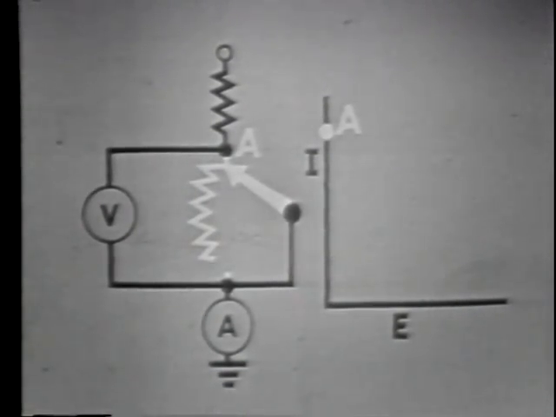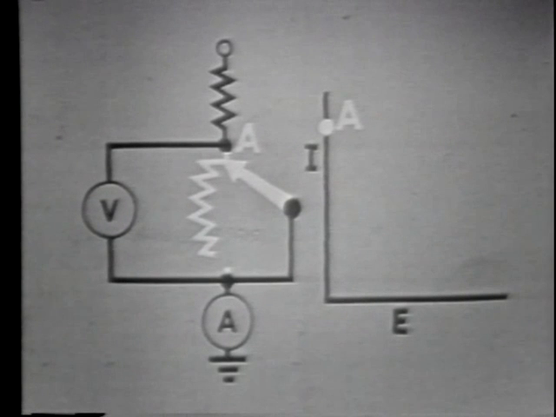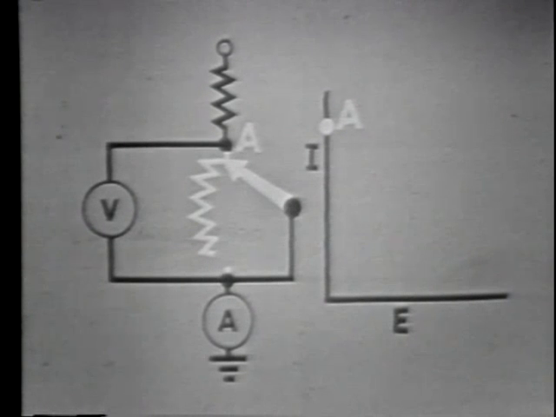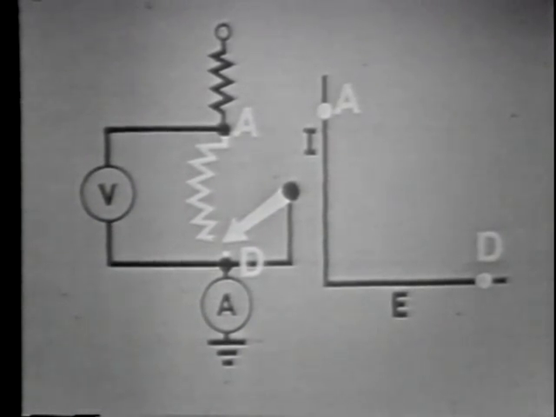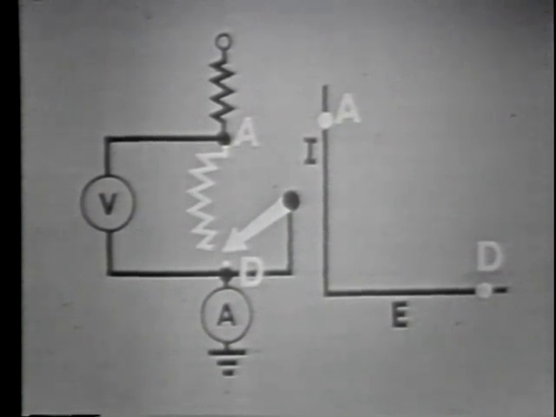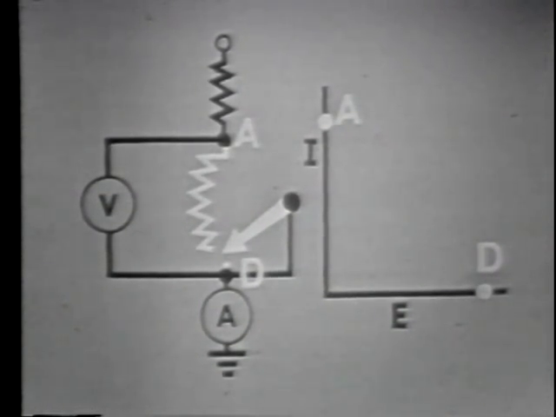With the resistor adjusted to 0 ohms at position A, the current is maximum and the voltage across the variable resistor is 0. This is one of the limits of the circuit. On the graph, voltage is at 0, current is at maximum. As the resistance is varied to an open at position D, the voltage increases to maximum and the current decreases to 0. This is represented on the graph as point D here. The maximum voltage we can have is the applied voltage.